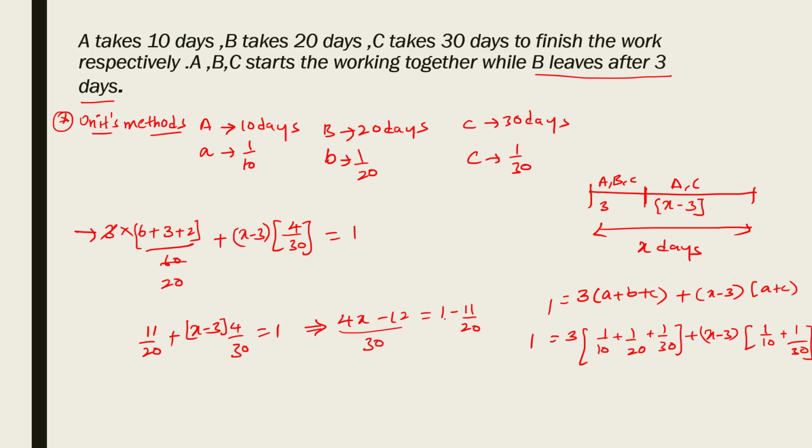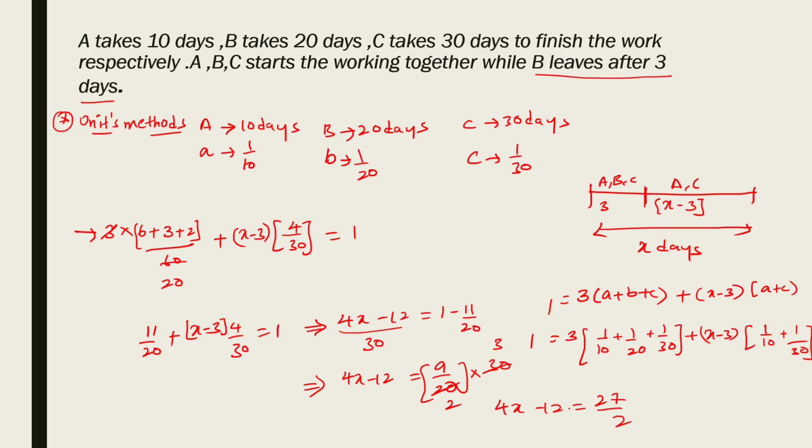By 30. So that implies 4x minus 12 is equal to, how much is this? 20 minus 11. 20 minus 11 is 9. 9 by 20, and this 30 goes that side. It becomes multiplication. So it is 3 by 20 by 30. So it becomes 4x minus 12 is equal to 27 by 2.